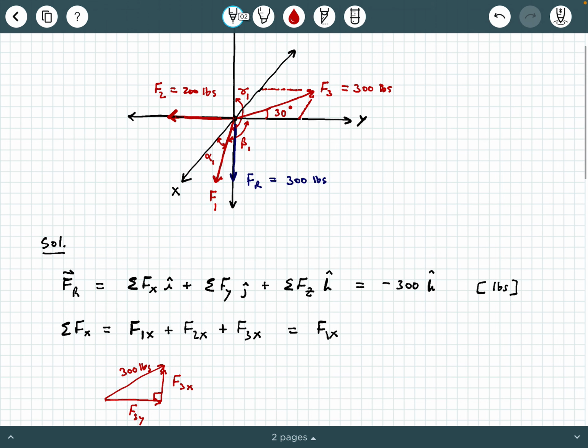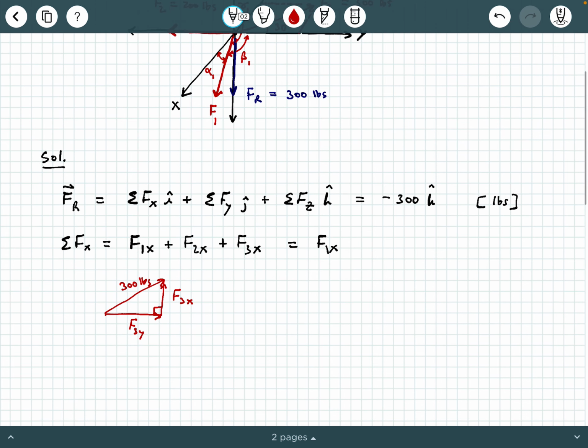How do I know that? Well, again, I'm looking at this right triangle right here. This is the x component because it's parallel to the x-axis, and this is the y component along the y-axis. And of course, I have this 30-degree angle inside of it. So I can say F3x is equal to negative 300 pounds times the sine of 30 degrees, which is just going to be negative 150 pounds.